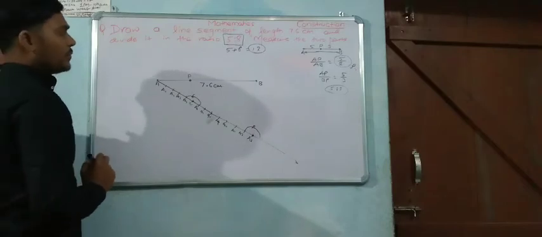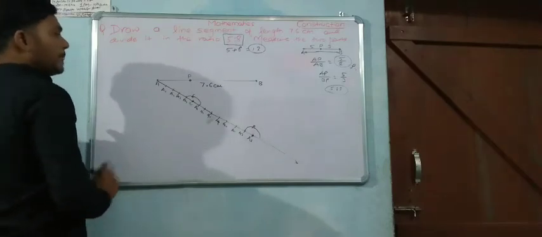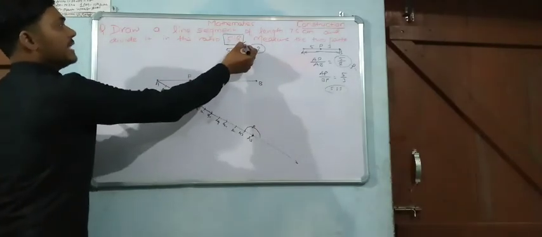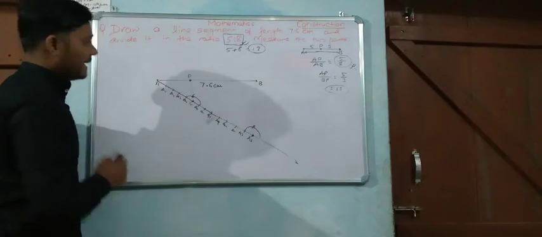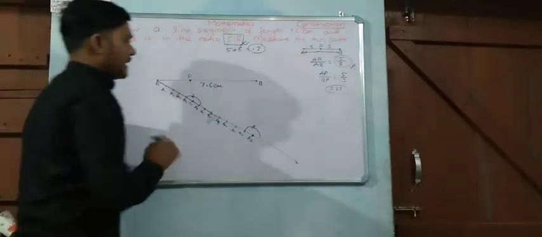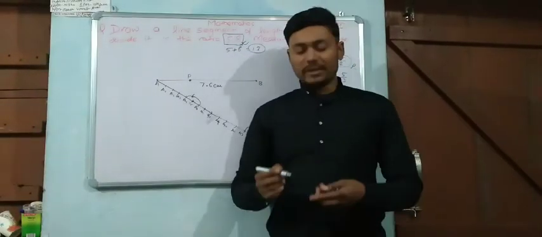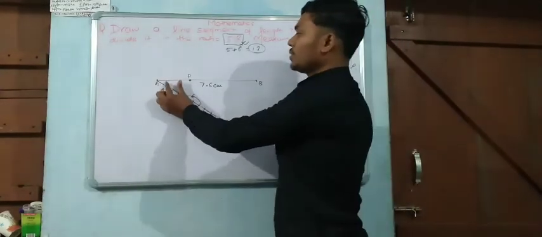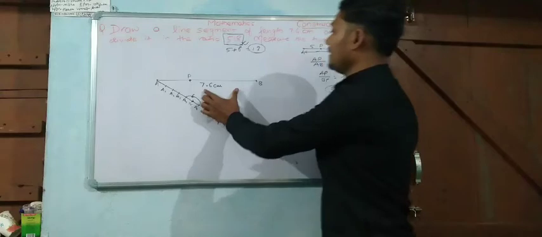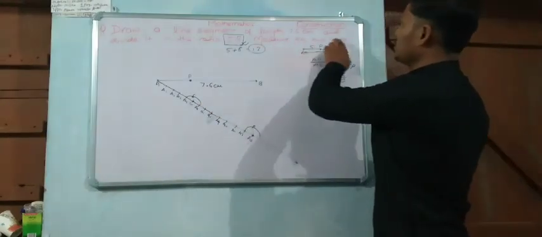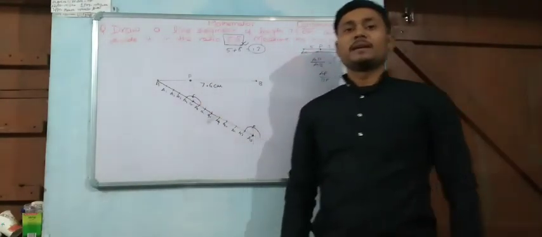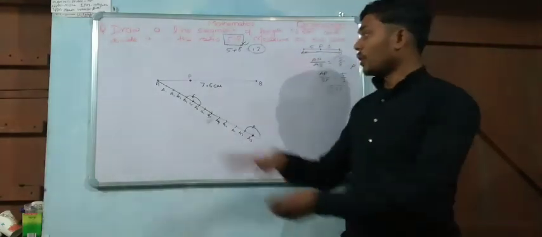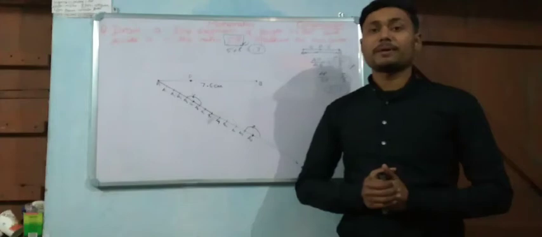Now you have divided AB in two parts in the ratio 5:8. Now with the help of a ruler you will measure the length of AP and the length of PB, as the question asks you to measure the two parts. Sometimes a question asks you to justify all these things. How will you justify?